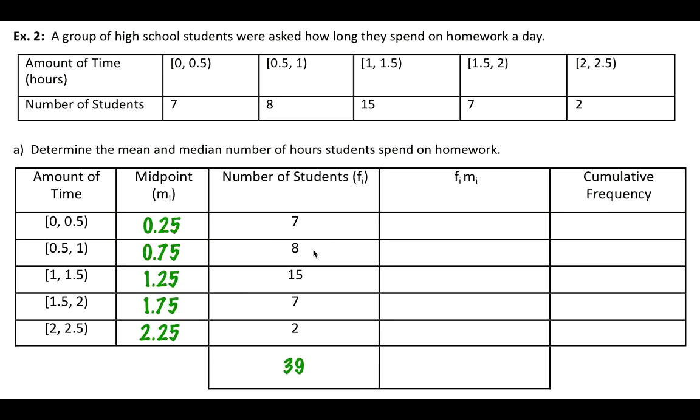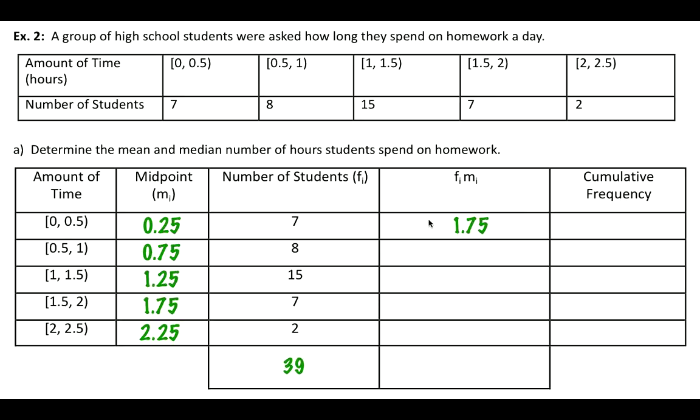Okay, so this Fi times Mi, in your mind, if you want to picture it, it's like the weighting times the estimated x value. The midpoint is our estimated x value because we don't know the real data points. We're saying let's pretend they're all 0.25 for that interval. So this is another way of weighting it because we don't have the raw data. All right, so here we go with the multiplication.